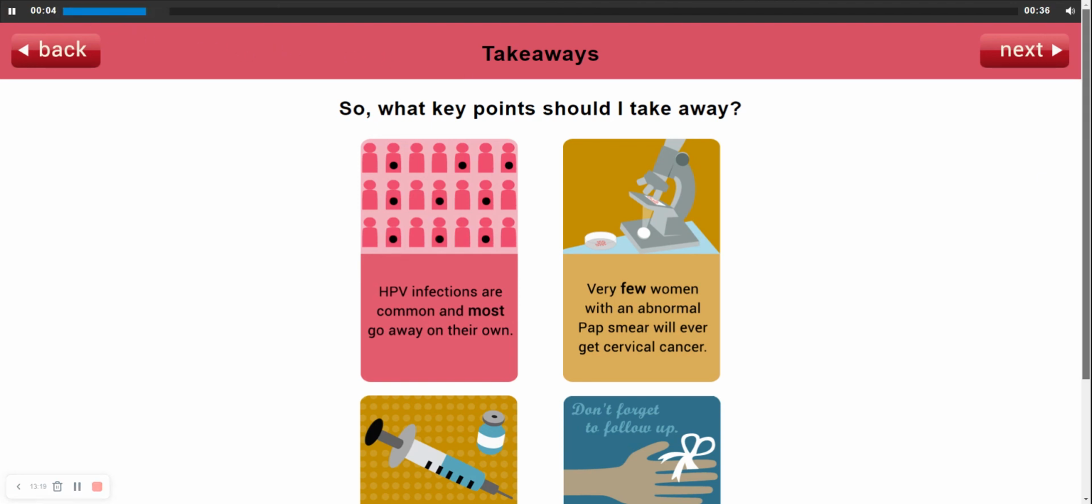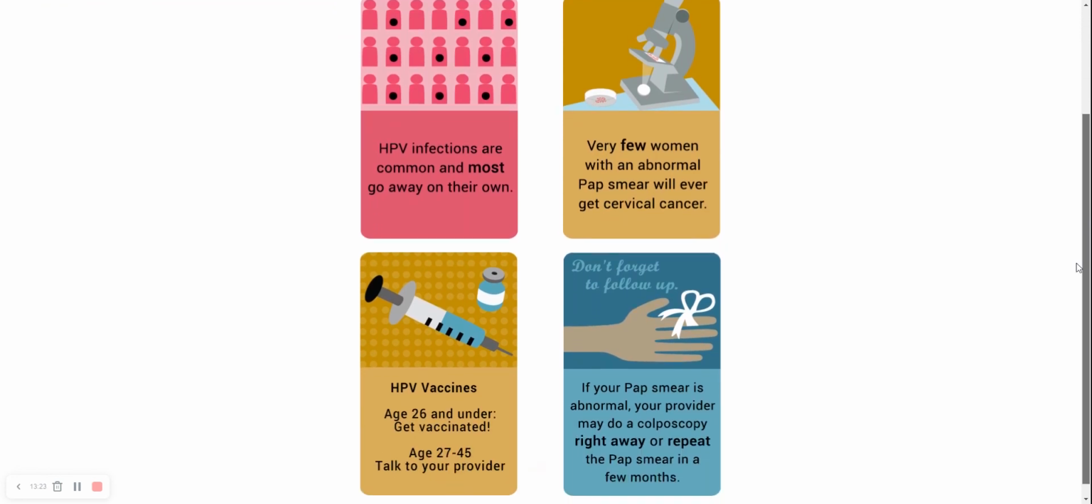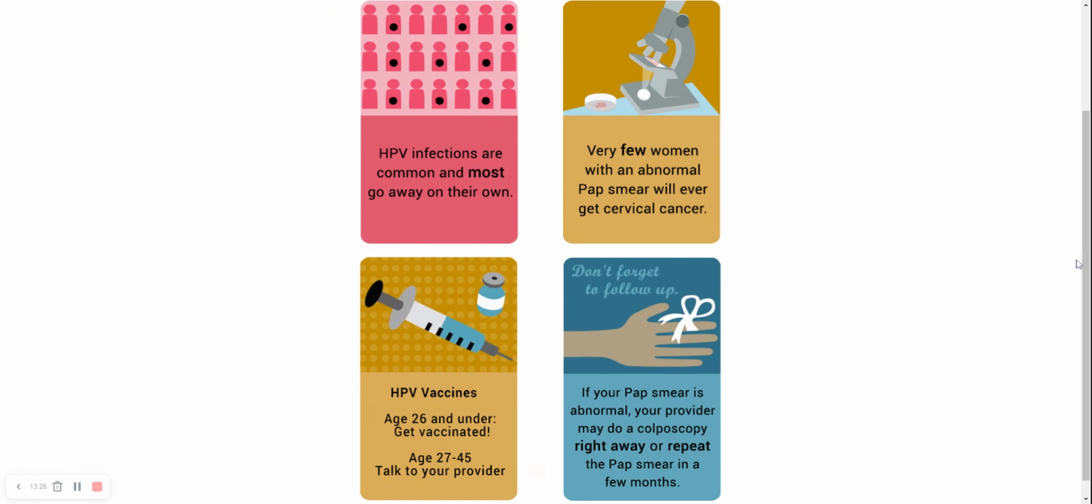Takeaways. So, what key points should I take away? HPV infections are common, and most go away on their own. Very few women with an abnormal pap smear will ever get cervical cancer. HPV vaccines. Age 26 and under, get vaccinated. Age 27 to 45, talk to your provider. If your pap smear is abnormal, your provider may do a colposcopy right away or repeat a pap smear in a few months.